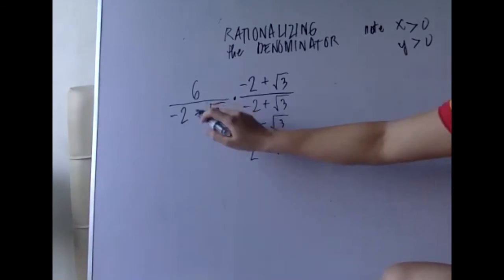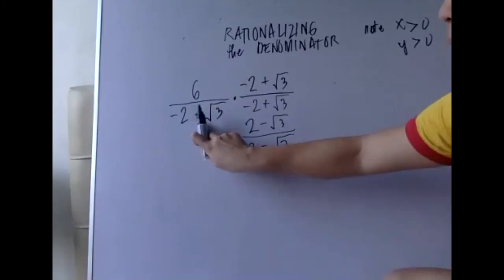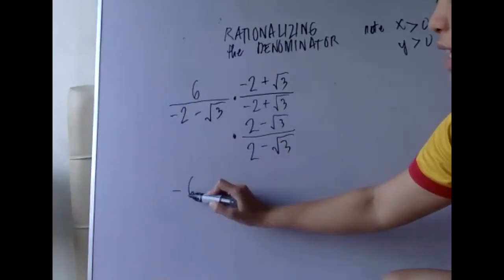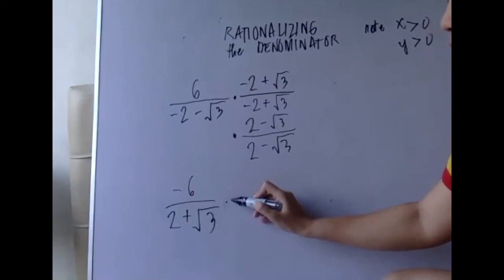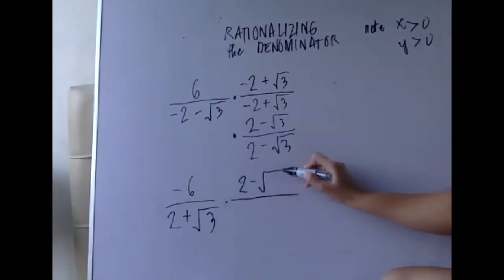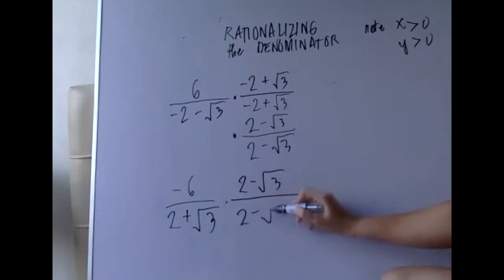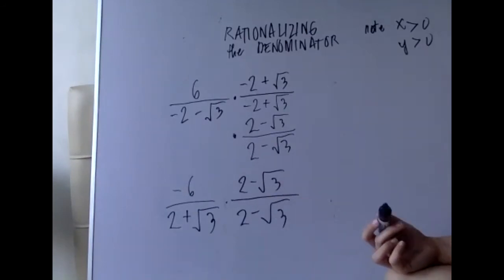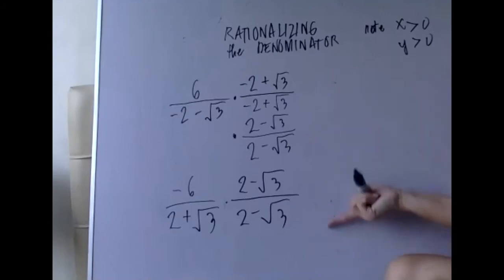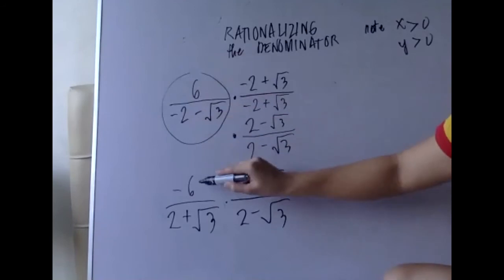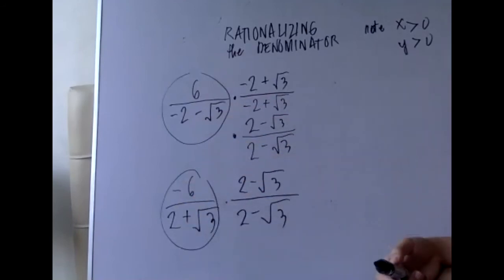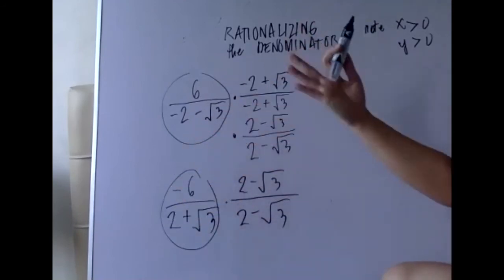Or, pwede rin, ilabas mo yung negative nung baba, mapupunta sa taas. Negative 6 over 2 plus square root of 3 times 2 minus square root of 3, 2 minus square root of 3. Okay, if you try itong lahat, pareho lang yung magiging sagot. Kasi ito, equal lang naman yan sa ito. Okay, nilipat ko lang yung negative sign from the baba.